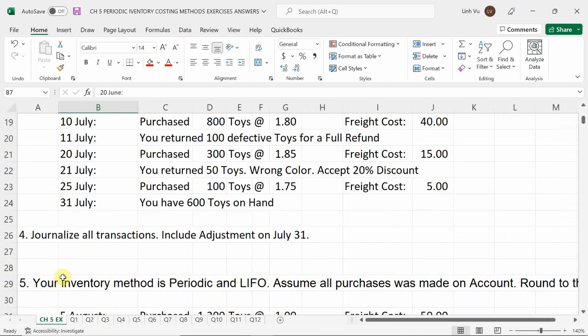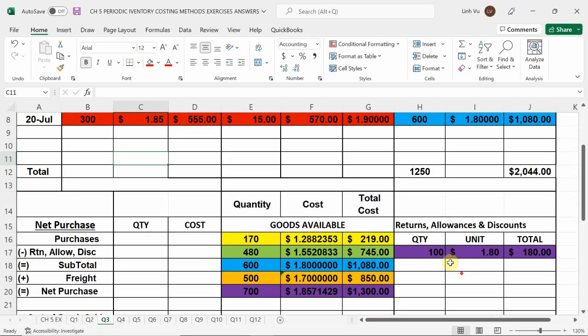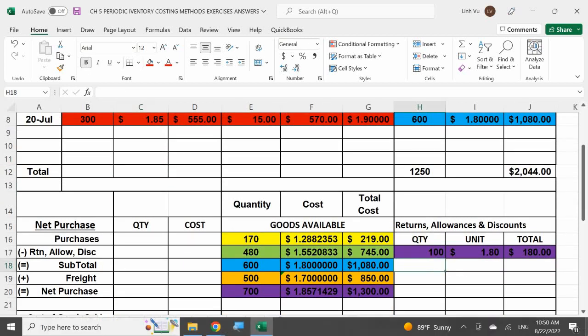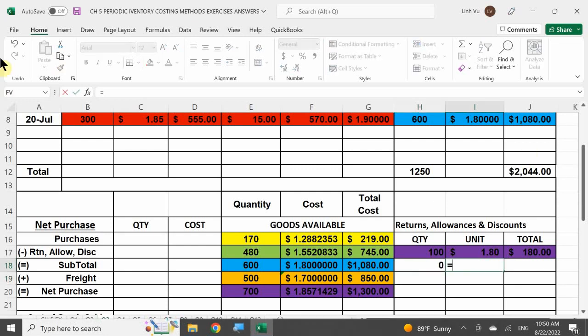Then on July 21st, you end up returning 50 toys. It was the wrong color, but you are willing to accept a 20% discount. So 50 of those toys were the wrong color, but you are willing to accept a 20% discount. In this case, did I actually return anything? No. But what did it cost me?